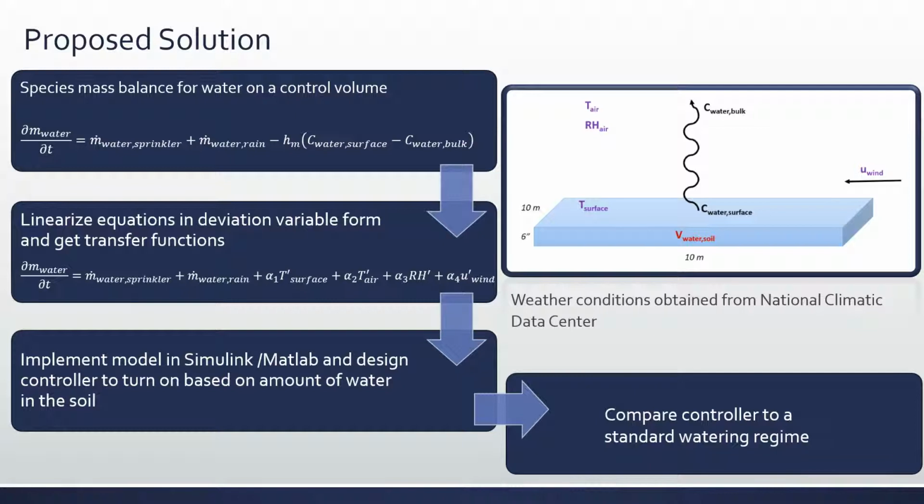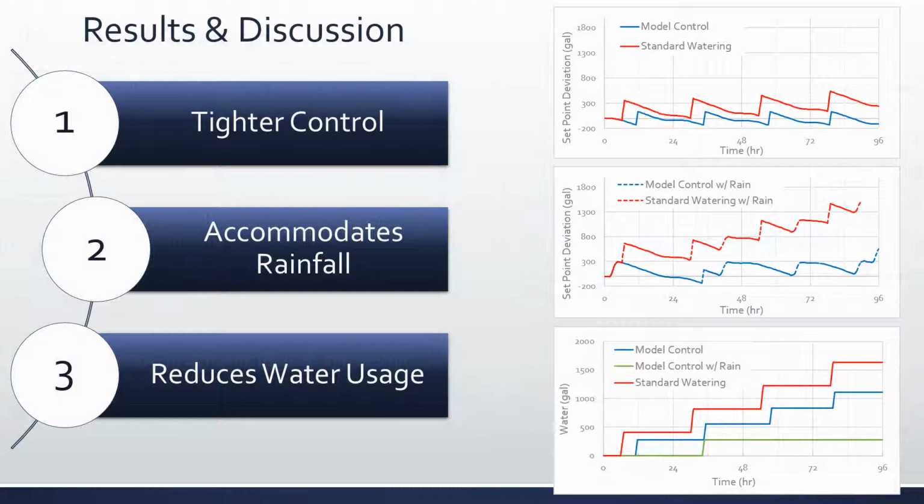the linearized equation. Next we implemented our model in Simulink and Matlab and designed a custom controller that would only water when a minimum amount of water in the soil was met, to save on the amount of water used. And finally we implemented a standard watering regime into Simulink so we could have something to compare our controller with. There are three main results of our project.